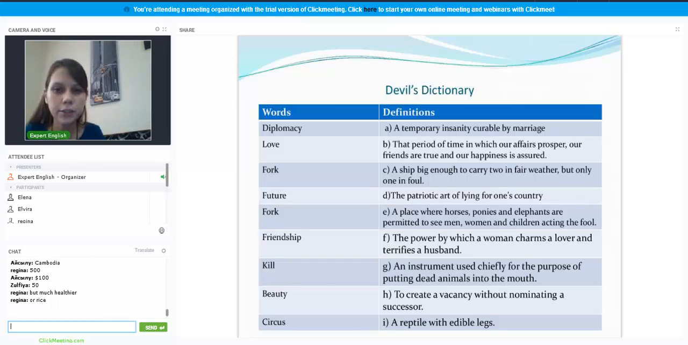Actually, the Devil's dictionary is making some funny, sarcastic definitions of something we really know. There are 9 words here, and I'd like to play this game with you. Your task will be to connect the words with the definitions. Please, let's play it right now. If we put diplomacy as number 1, love number 2, fork number 3, can you match these words to definitions, please?